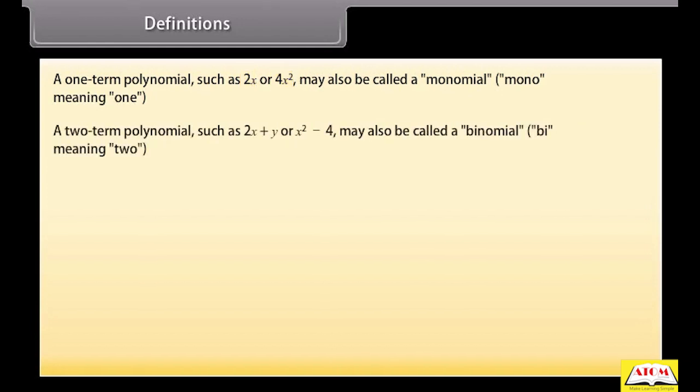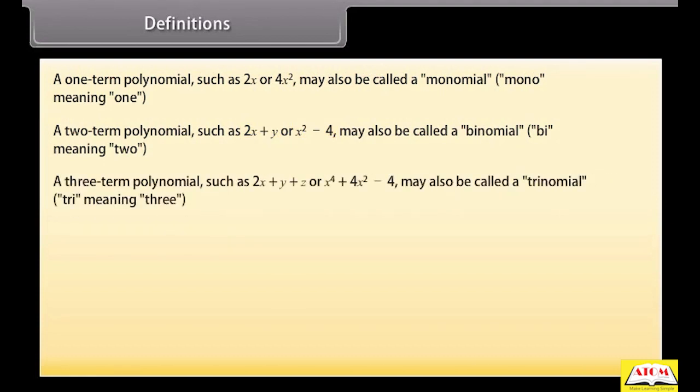A two-term polynomial such as 2x plus y or x square minus 4 may also be called a binomial, bi meaning 2. A three-term polynomial such as 2x plus y plus z or x raised to the power 4 plus 4x square minus 4 may also be called a trinomial, tri meaning 3.